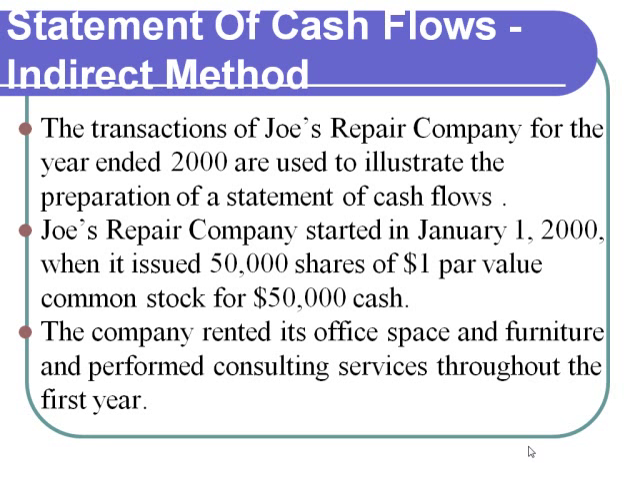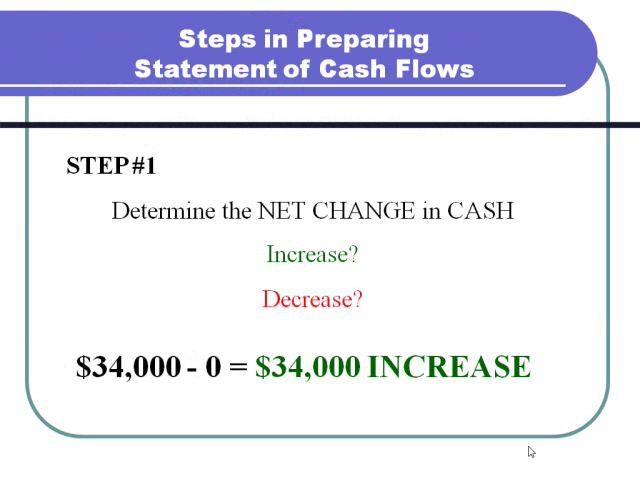So the company is Joe's Repair Company, and they perform repair/consulting services. They don't sell inventory, they just sell service. They are a startup company. They started January 1st, 2000, and the statements you see are at the end of the year. We made the capital investment simple. They issued 50,000 shares of stock for $50,000 cash. They rented office space and furniture, and they performed repair/consulting services throughout the first year.